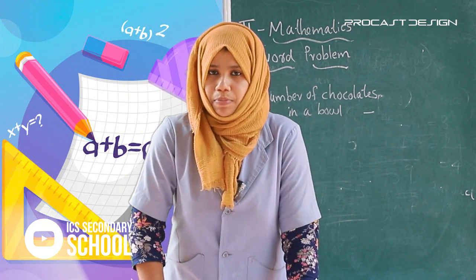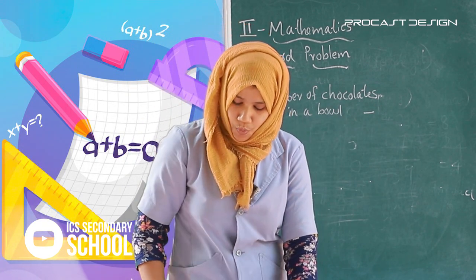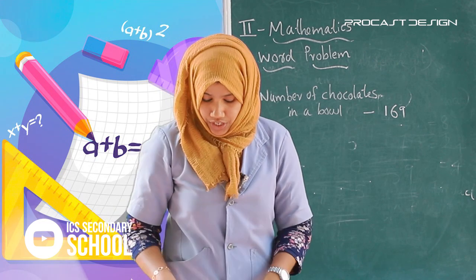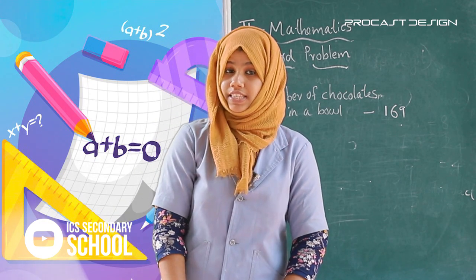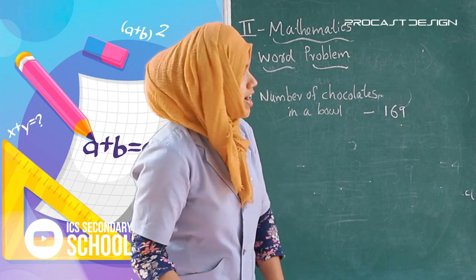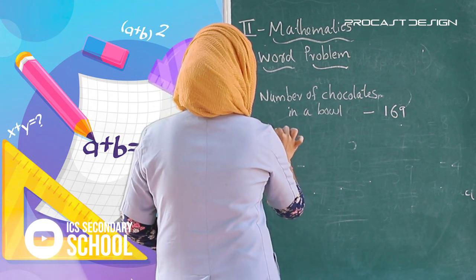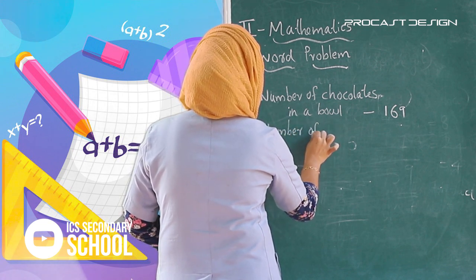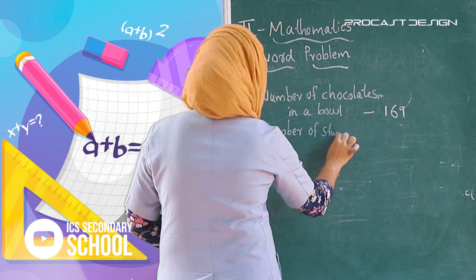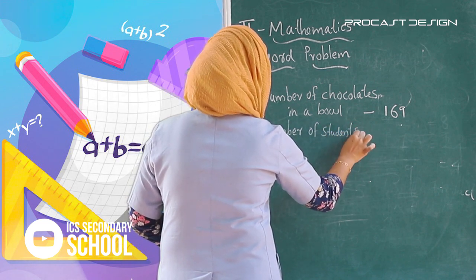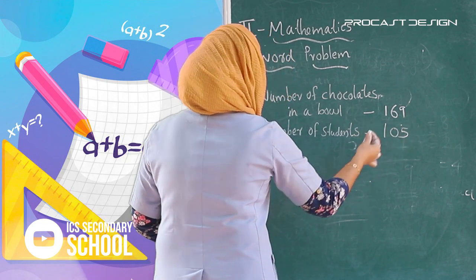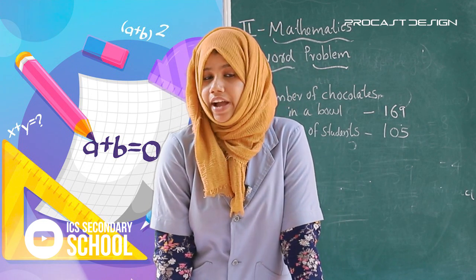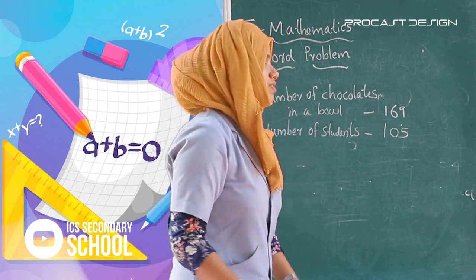Number of chocolates in a bowl, how many chocolates are there? Yes, 169. Next, how many students are there? Number of chocolates given to students, number of students 105. What we have to find out? Number of chocolates left in the bowl.